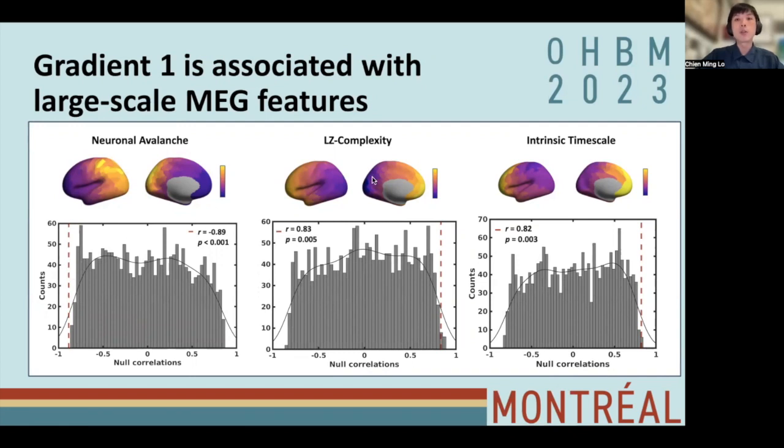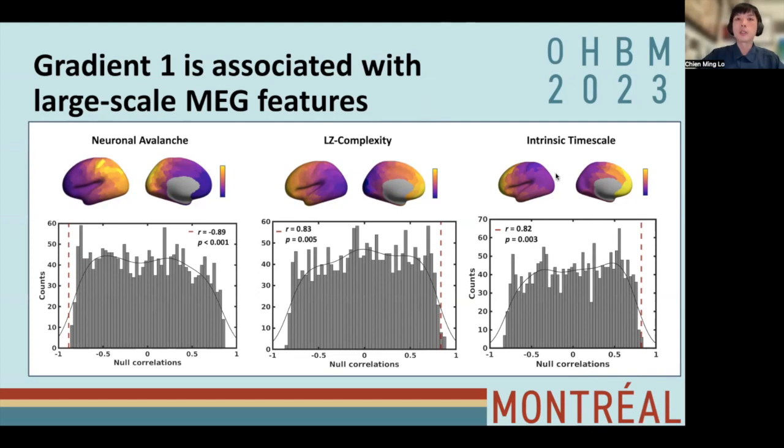Second, Lempel-Ziv complexity, which quantifies the compression level of broadband MEG time series in each brain region. Our findings reveal that frontal regions exhibit higher complexity scores, suggesting a greater level of unpredictability, whereas the visual area exhibits the lowest complexity level. This complexity pattern aligns with the gradient 1 pattern.